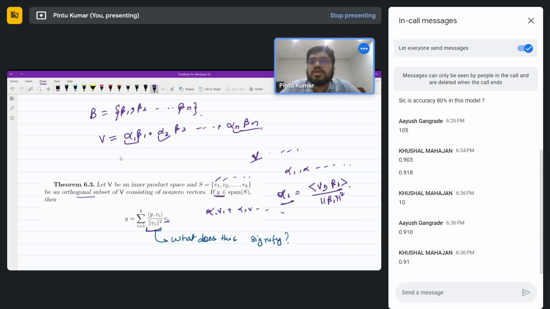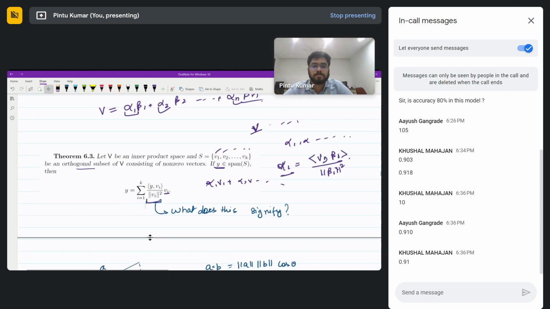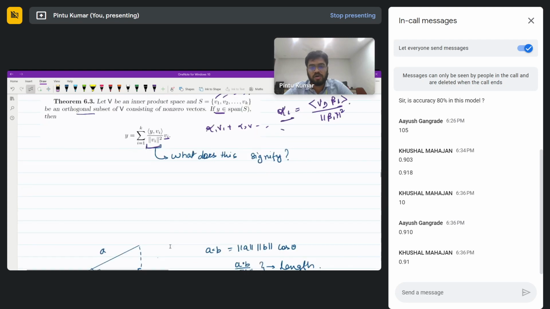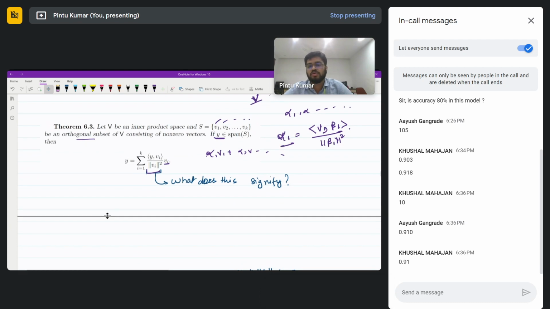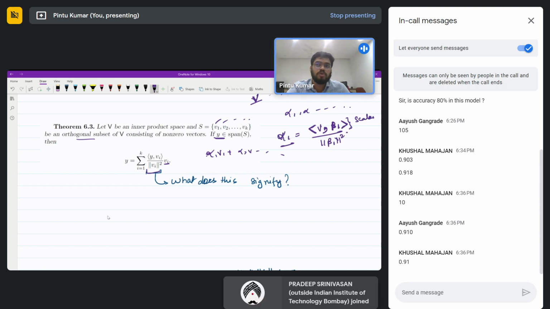Somebody has something to say. Can you explain this one more time, sir? The inner product of v with beta 1 divided by the norm of beta 1 squared, that part? How are we finding that alpha 1? Alpha 1 is a scalar, right? So if you have v inner product with beta 1, this is the symbol for inner product, so this gives a scalar value. The denominator is also a scalar. So if the confusion was regarding whether it is a scalar, then yes, it is a scalar.